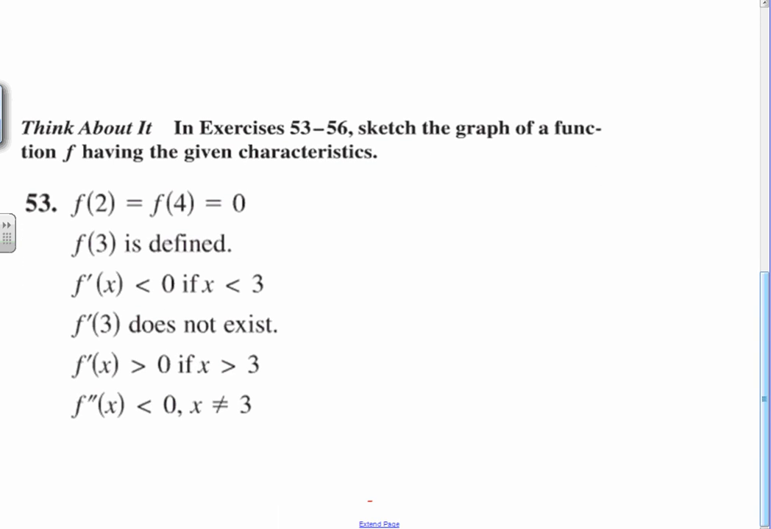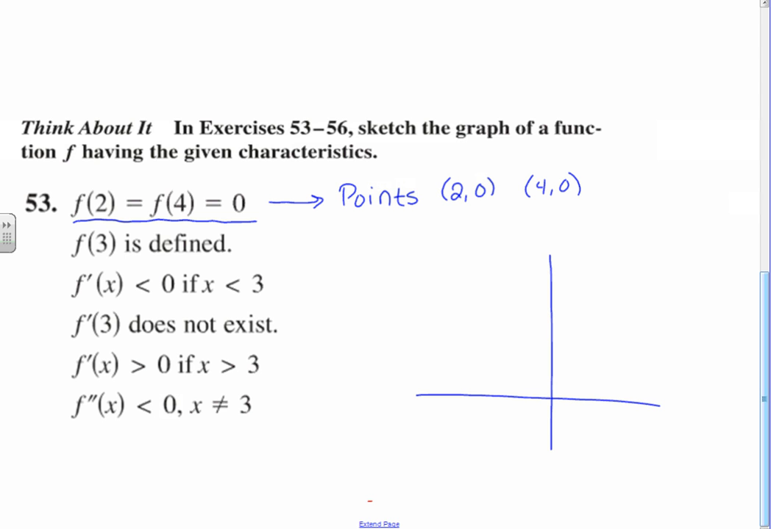In exercise 53, sketch the graph of a function f given the following characteristics. So these are always a little bit challenging, I think. F of 2 equals 0 as well as f of 4 equals 0. Just reading this first information, those give me points, don't they? Actual hard points. When I put in 2, I get out 0. When I put in 4, I get out 0. If I had a graph, which we're just going to pretend we do, 1, 2, 3, 4, we have 2 points already located on our function, (2, 0) and (4, 0).